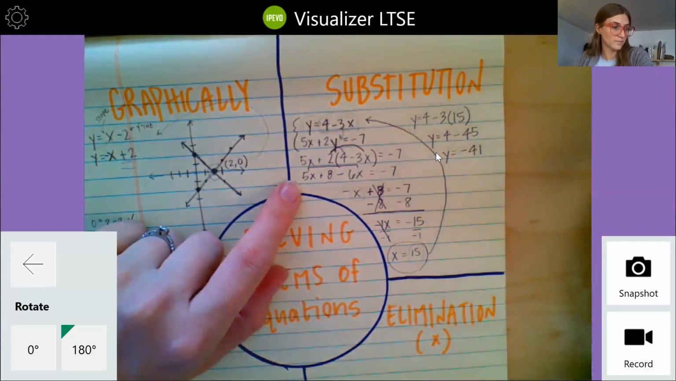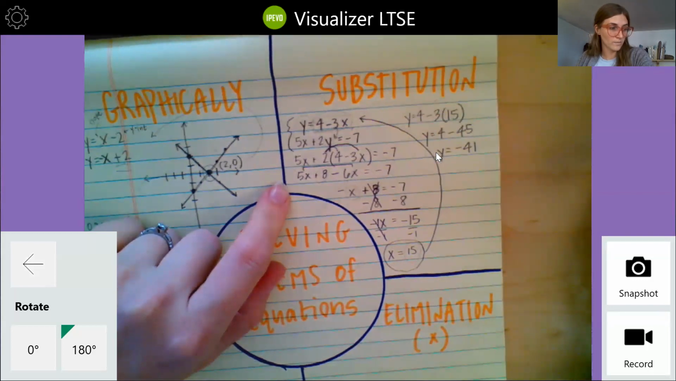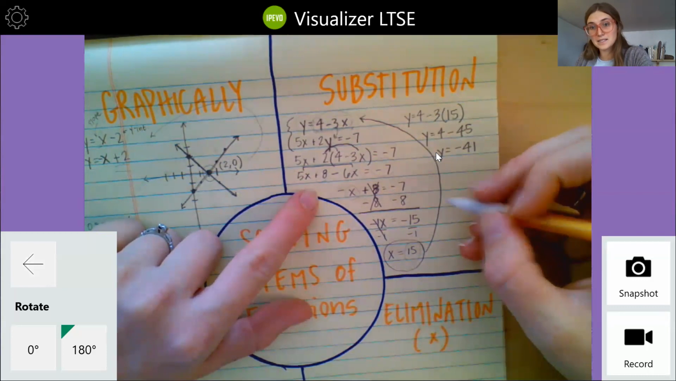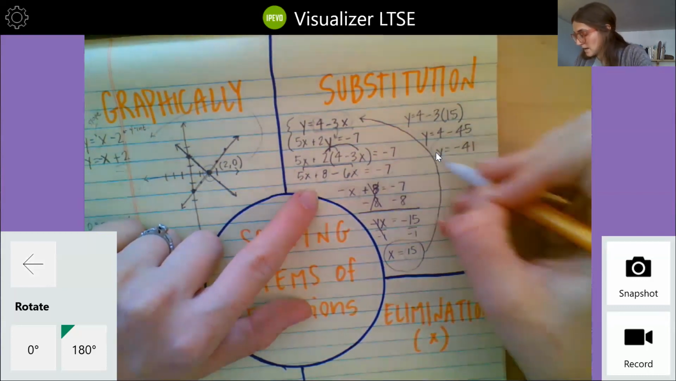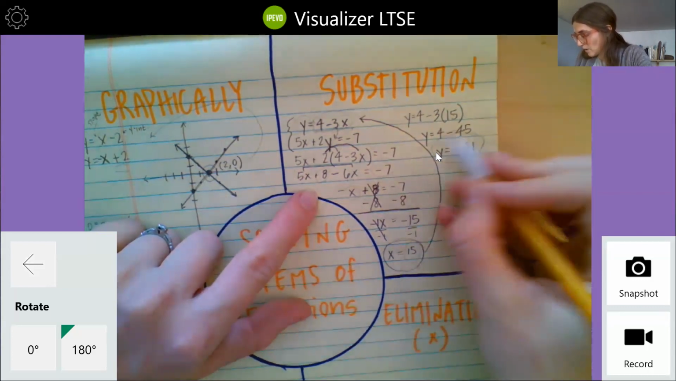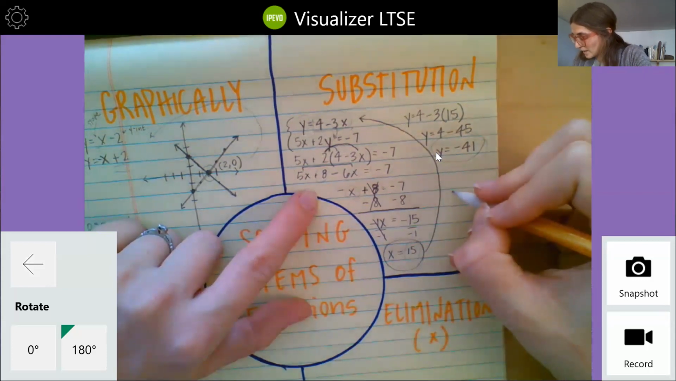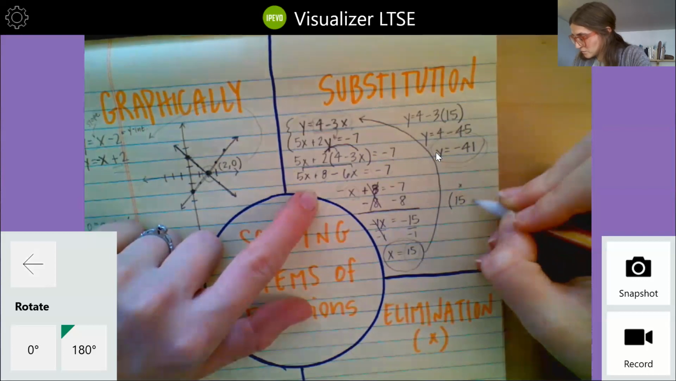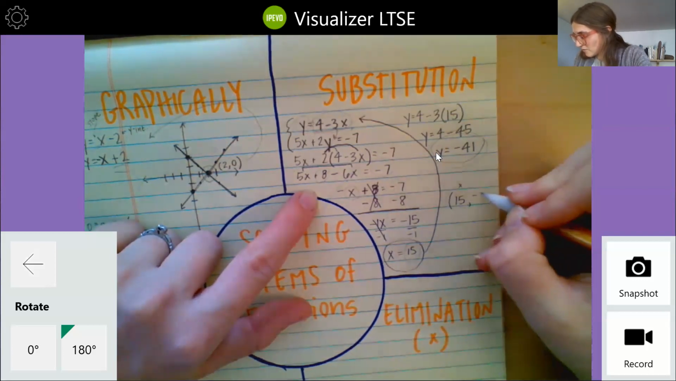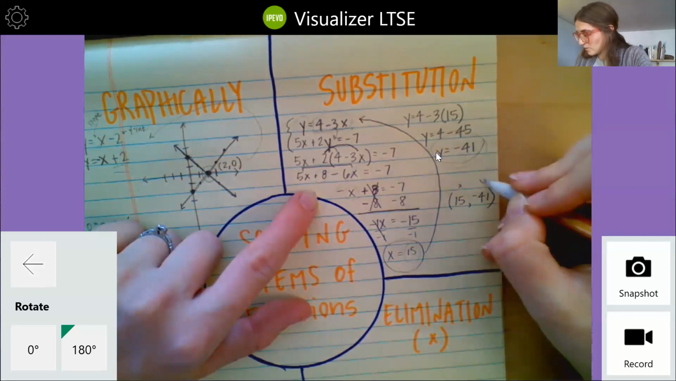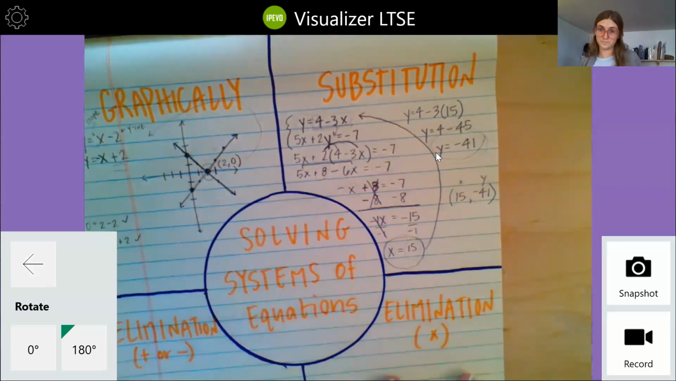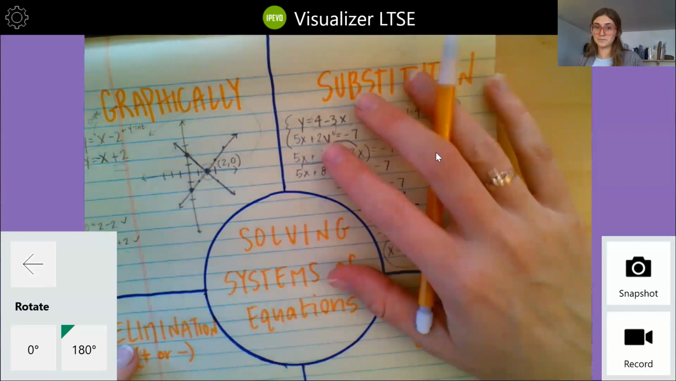So that means that the solution to this system of equations, I take my x value and my y value and I write it as an ordered pair. So I have 15, that's my x value, that comes first, and then negative 41, that's my y value, it comes second. Okay, so that's substitution.